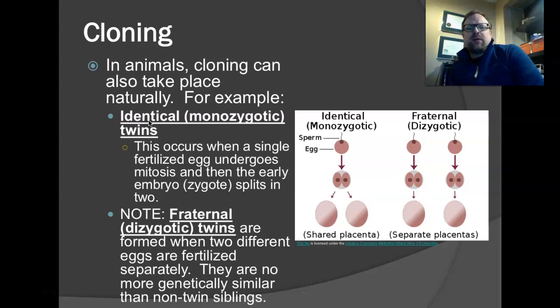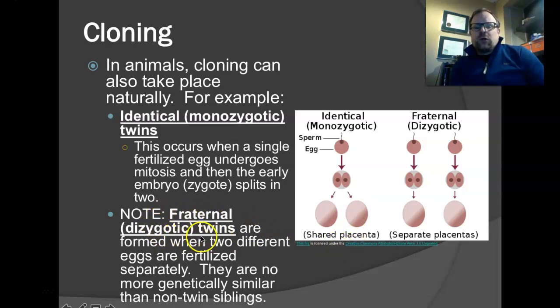In animals, cloning can also take place naturally too. For example, if we end up with identical twins. Identical twins, or monozygotic twins, means that we get one fertilized egg undergoing mitosis, and then early on the zygote will split into two. And so we would have a fertilized egg up here, and then we have a division that takes place, and then we have two individuals that are being developed from that single sperm and egg union, sharing the same placenta. Okay, which is kind of neat. These two individuals then are essentially identical genetically to each other because they come from the same DNA. One sperm and one egg come together to make two individuals. That's got to be cloning in some ways.